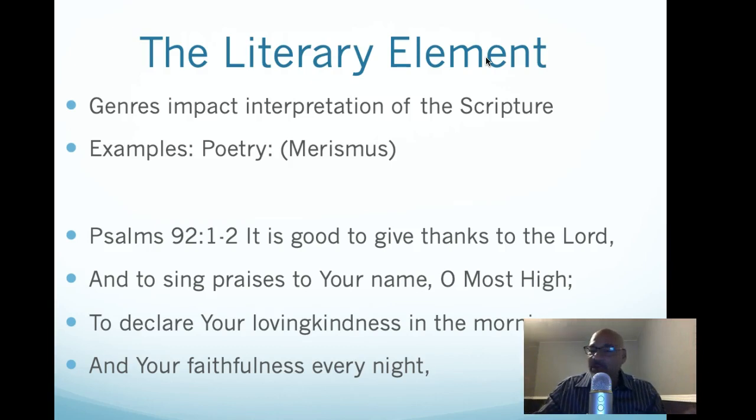Now, again, that is a merismus, two opposite thoughts, okay, a morning and a night. You cannot separate the morning and the night because that keeps together the middle, okay? It's just not declare your loving kindness in the morning, right? And you say nothing at night, then it is incomplete. But because our psalmist writes in the morning and in the night, guess what happens? He bookends a thought to what? To sing praises to your name.